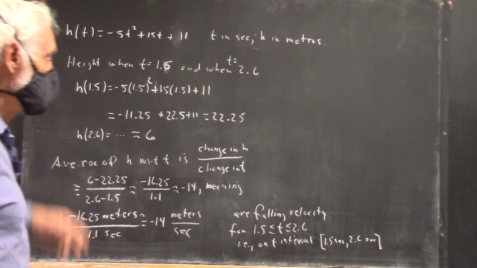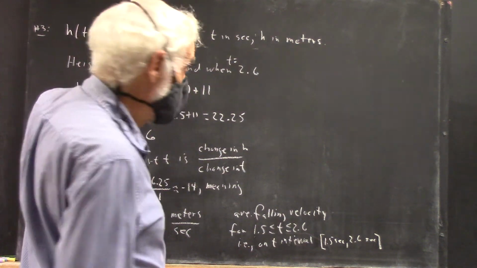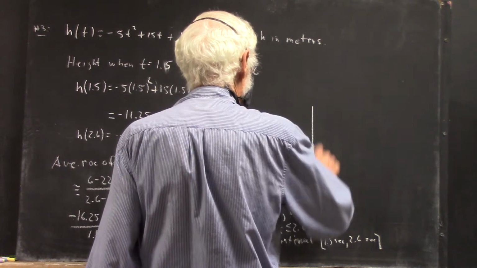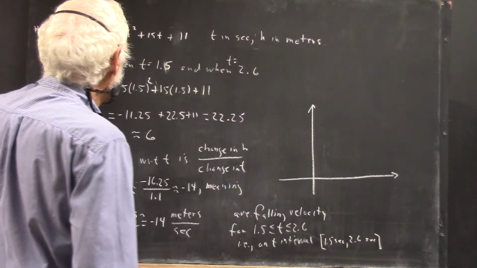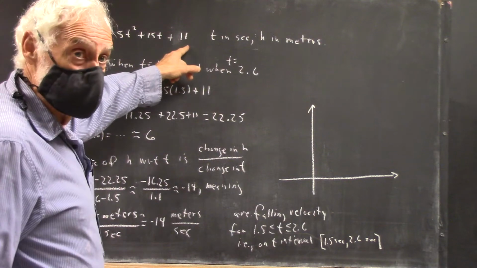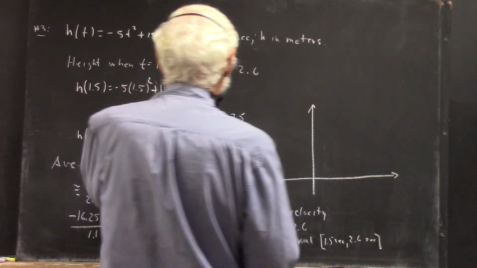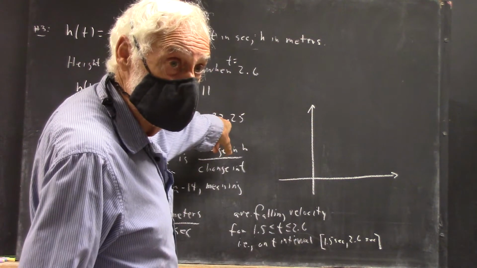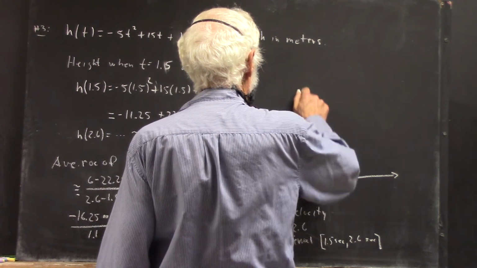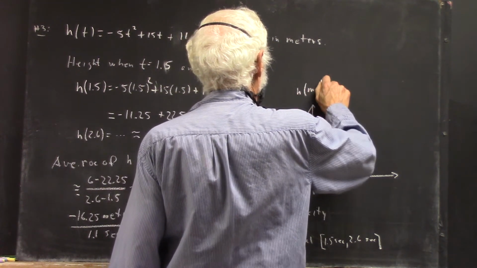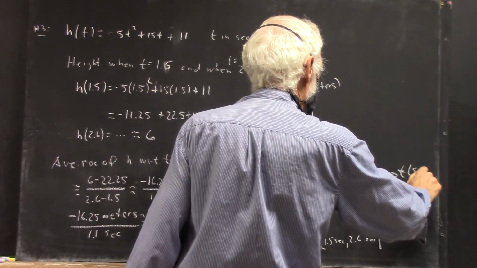Also, the graph of this thing is a parabola. If I want to graph this, if t equals 0, h is 11, meaning 11 meters, right? So I know that I'm going to go at least as high as 22.25 meters, right? So we've got 11 and we've got h in meters versus t in seconds.